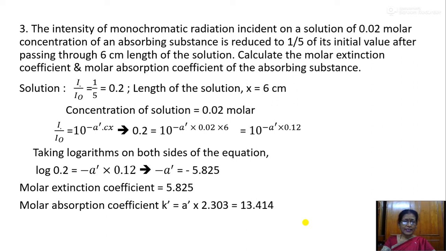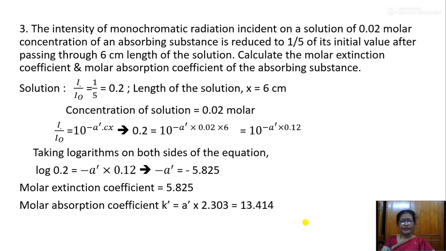Now, substitute the values here. I over I naught is equal to 10 to the power minus a dash c x. The I by I naught will be 0.2 is equal to 10 to the power minus a dash into concentration, they have given 0.02, into x is 6. Now by taking the logarithm, log 0.2 is equal to minus a dash into 0.12, or a dash is equal to 5.825. The molar extinction coefficient is 5.825.